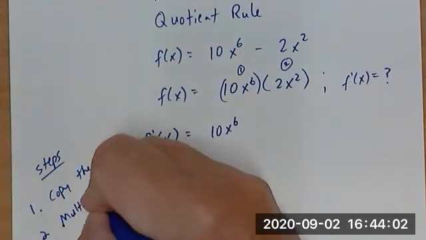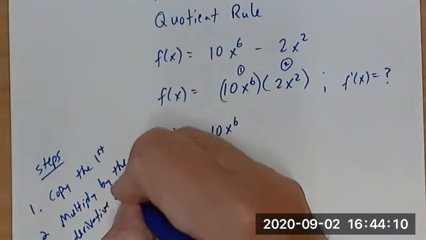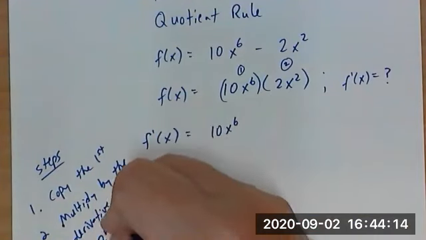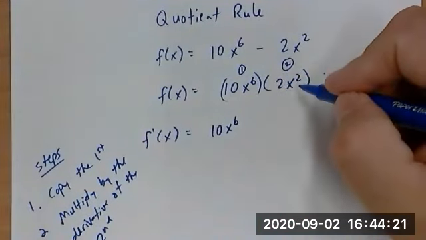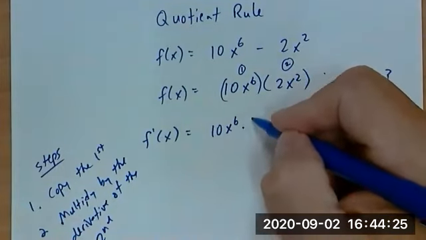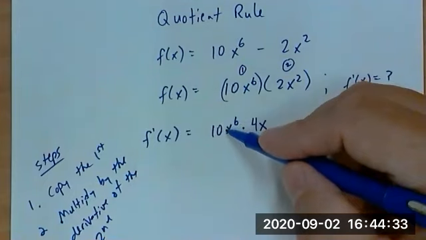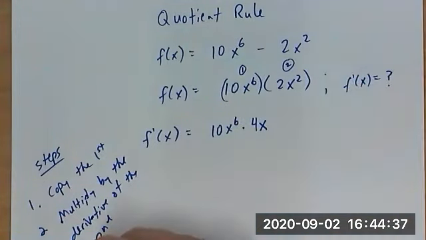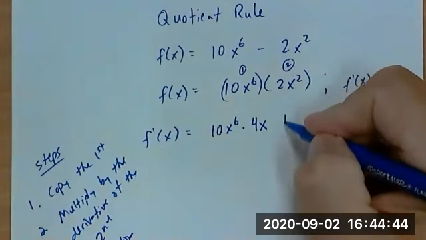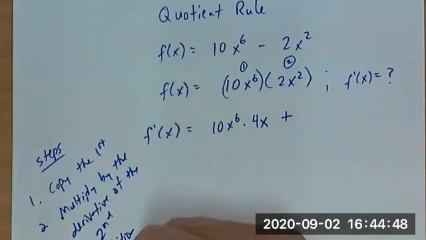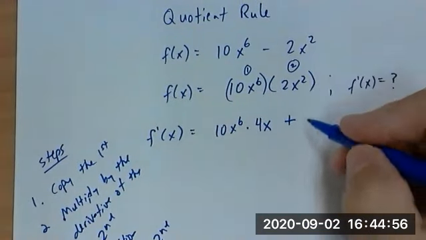Then you multiply by the derivative of the second. So you take your second factor. Now I can, in my head, take this derivative. It's pretty easy, right? Derivative of 2x squared is just 4x. So I multiply by the derivative of the second factor. So it's almost like the first times derivative of the second. And then you do addition, plus, then copy the second factor. Second factor is 2x squared.